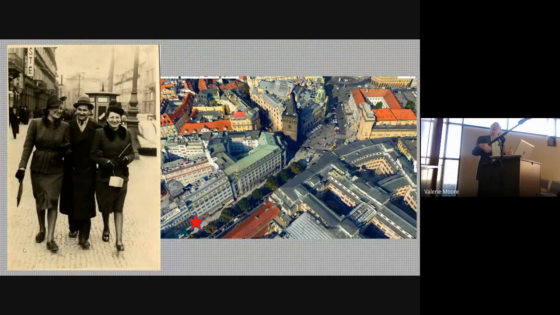So this is the pictures from Google Maps. And I put on the aerial view of the street right now. And I put a red star where I think they were standing when this picture was taken. And you can see the theater in the back. The buildings there are new since World War II. But they're on the same footprint and they're pretty much the same dimensions as the other.